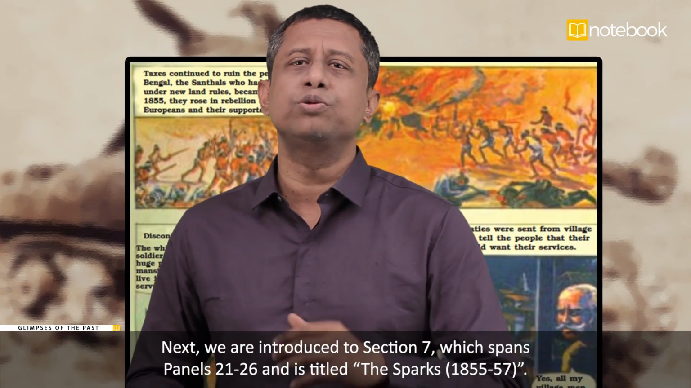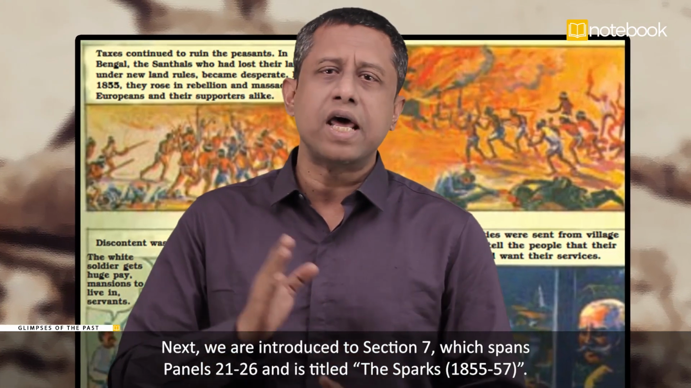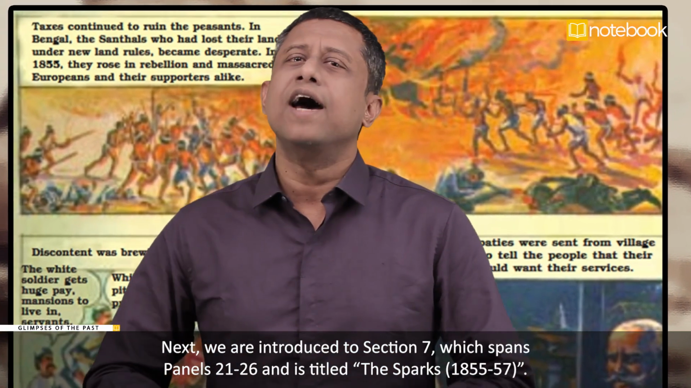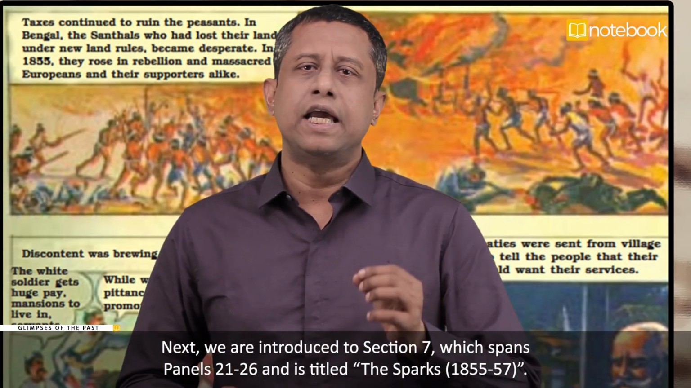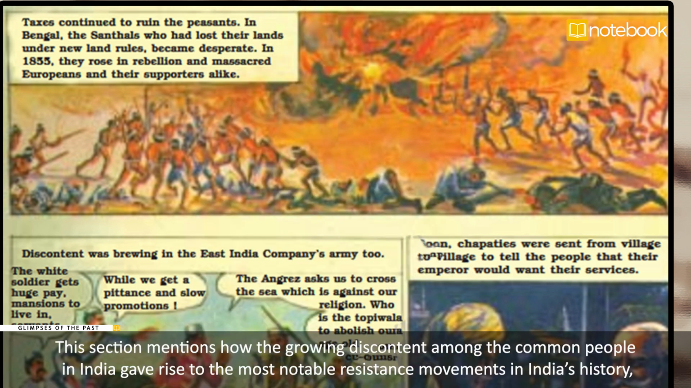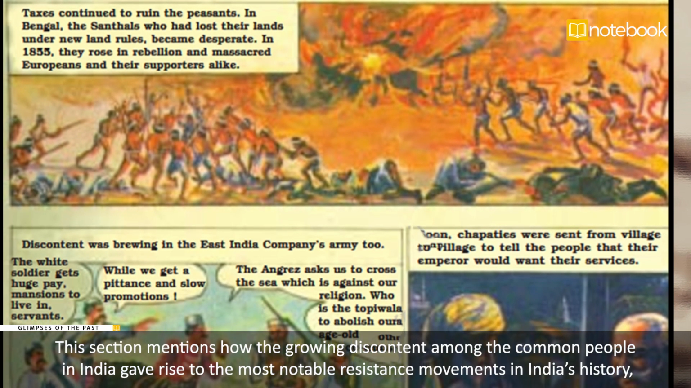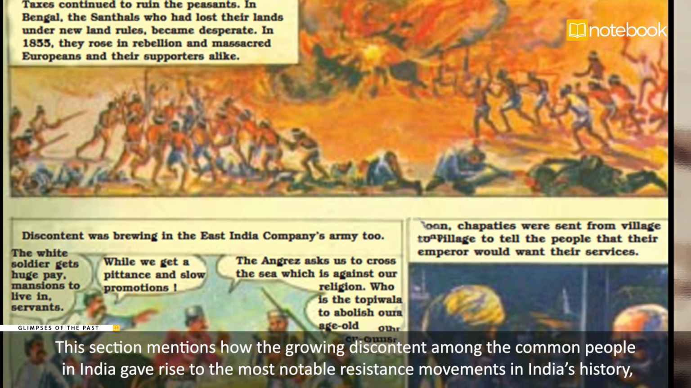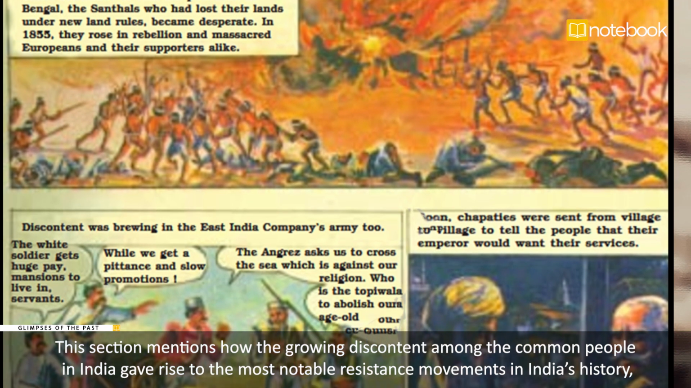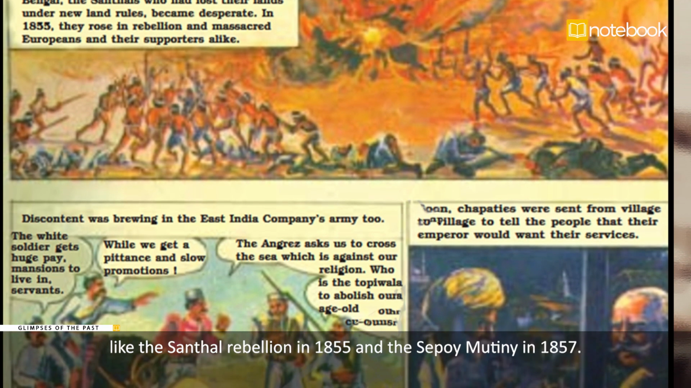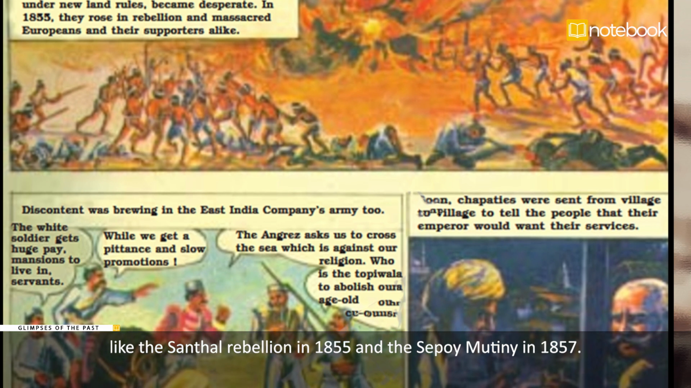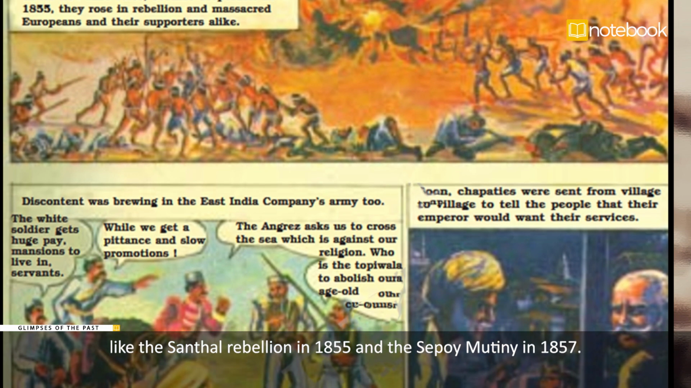Next, we are introduced to section 7, which spans panels 21 to 26 and is titled The Sparks, 1855 to 57. This section mentions how the growing discontent among the common people in India gave rise to the most notable resistance movements in India's history, like the Santhal Rebellion in 1855 and the Sepoy Mutiny in 1857.